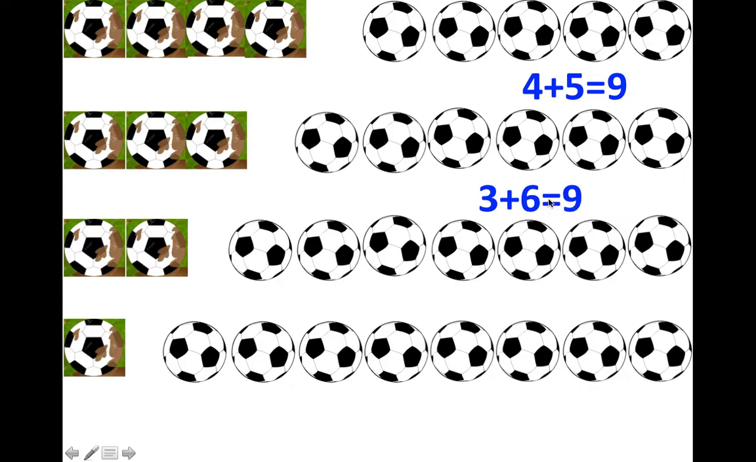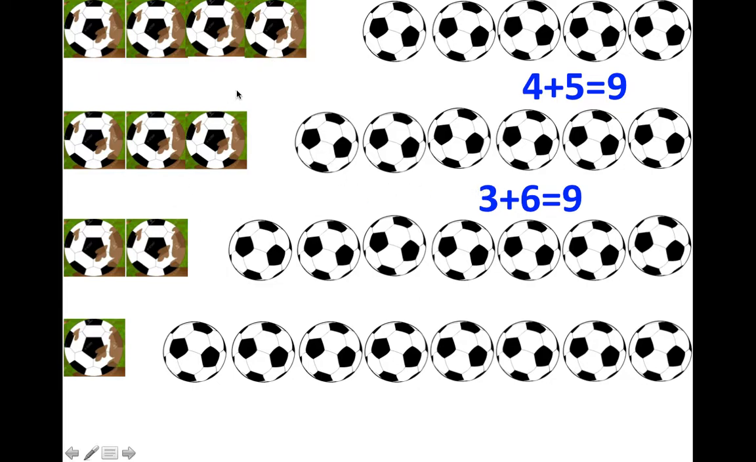Can someone see the pattern? We have done something like this a few lessons ago. Can someone please tell me if they see a pattern in this picture? Gabriel, go ahead, tell me what is the pattern. That's right, Gabriel. The number of muddy balls is going lower, and the number of clean soccer balls is going up.